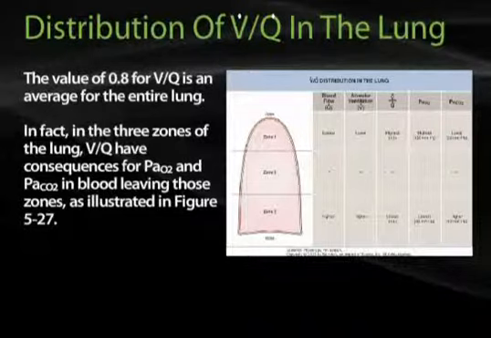Figure 5.27 shows some of how these changes might play out. Figure 5.27 is on the top of page 221 in your text. So if our value of 0.8 is the average for the entire lung, it's really the fact that we have three different zones that are each contributing different VQ ratios and different arterial O2s and arterial CO2s leaving those regions.